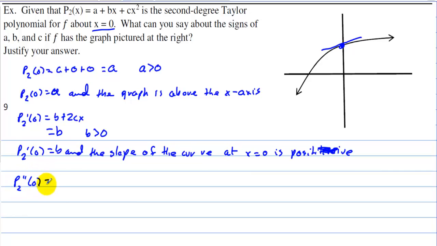Let's look at the second derivative. Second derivative at 0. And if we take the first derivative, the derivative of b is 0, and then the derivative of 2cx, knowing that c is a constant, is 2c. And this graph is concave down, so c has to be less than 0. Now, how do we know that? The graph is concave down.